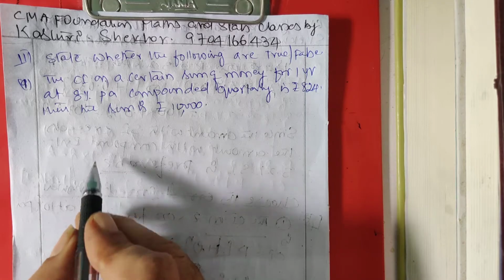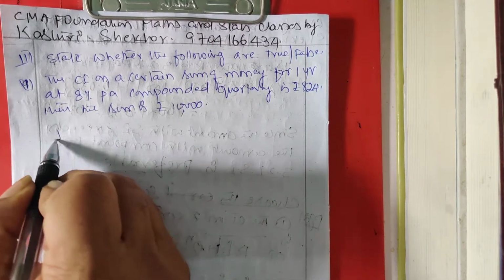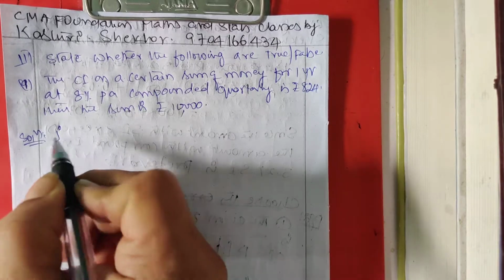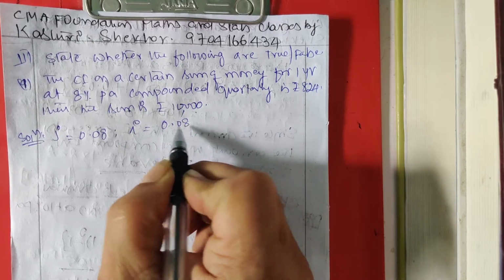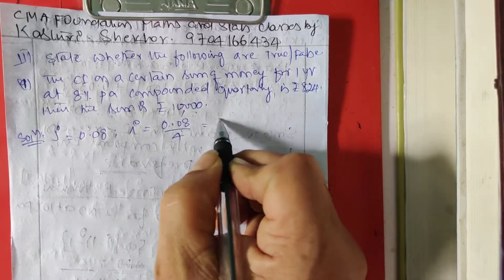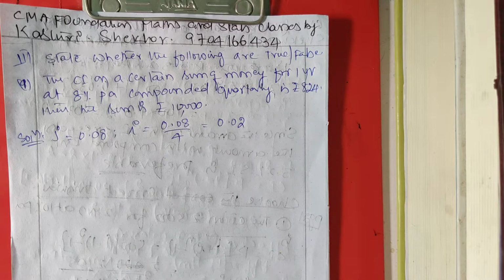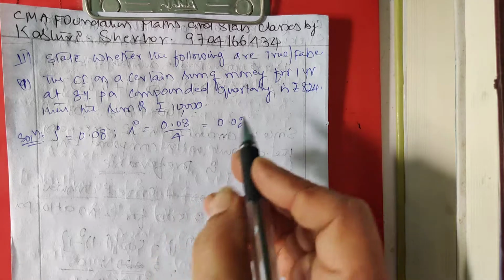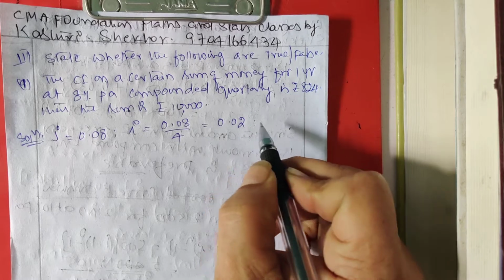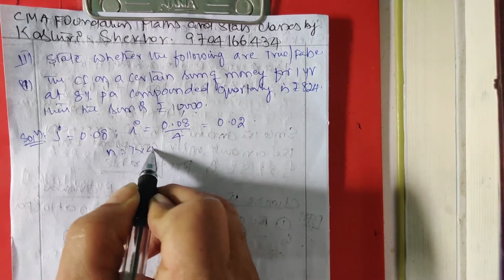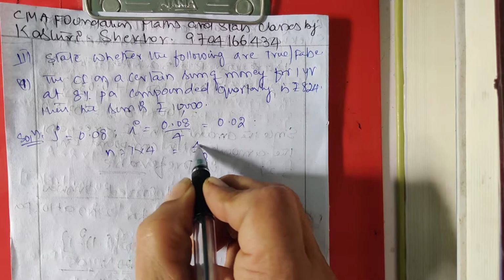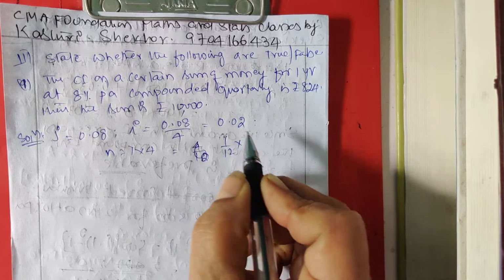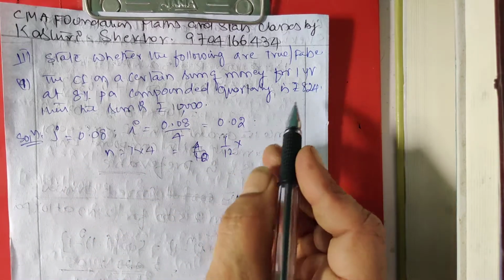Now what is given in the question? Solution. Nominal rate of interest is 0.08. So the rate of interest which we have to use for calculations is 0.08 divided by 4, which is 0.02, because interest is calculated quarterly. N is equal to T into 4, where T is 1 year.